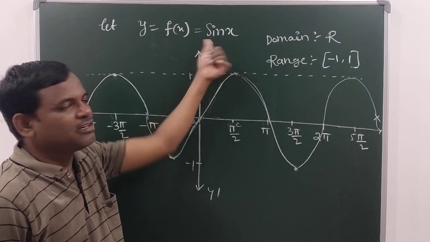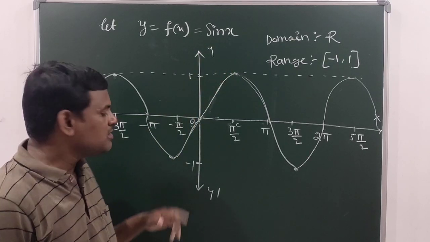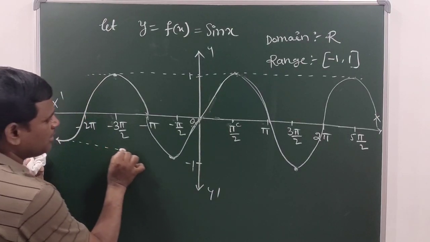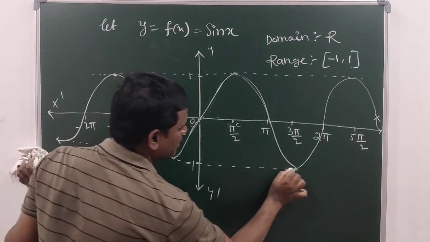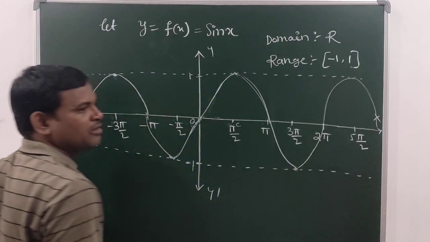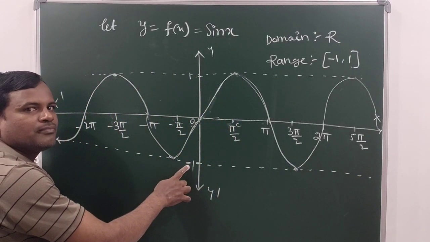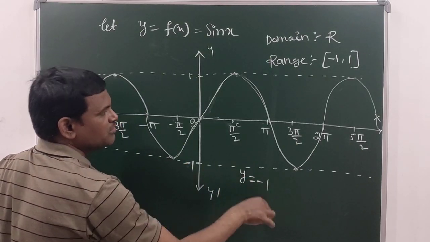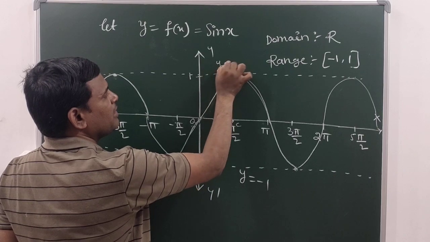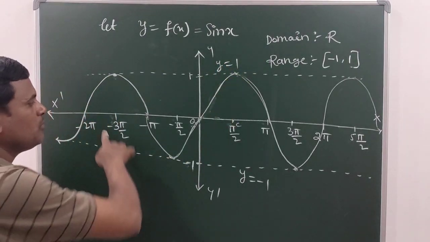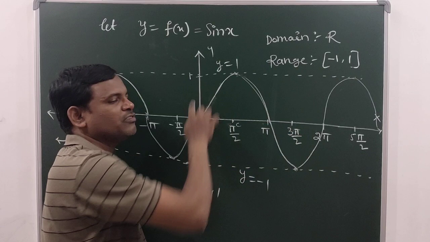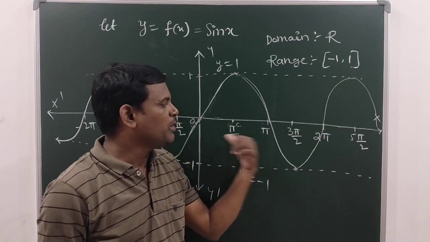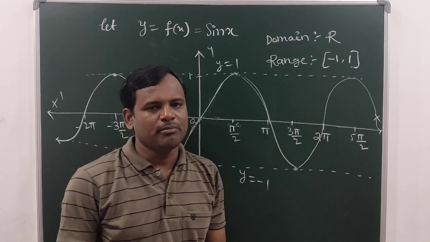So this sine graph is completely oscillating between -1 and 1. Here also, you can draw the horizontal line through -1. So between these lines, y equal to -1 and y equal to 1, the graph is oscillating between -1 and 1, hence its range is -1 to 1, and the domain is the set of real numbers.